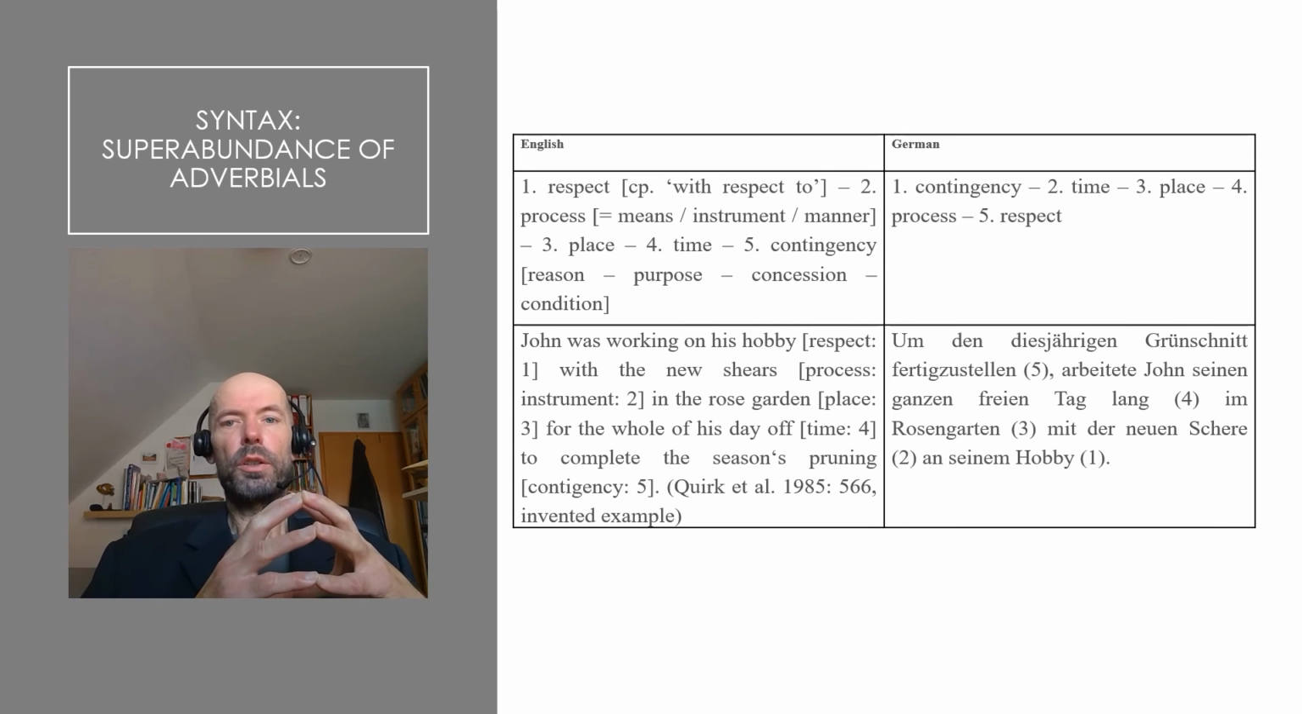John was working on his hobby with the new shears in the rose garden for the whole of his day off to complete the season's pruning. In German, this corresponds to: Den diesjährigen Grünschnitt fertigzustellen, arbeitete John seinen ganzen freien Tag lang im Rosengarten mit der neuen Schere an seinem Hobby. So what we see here is that English places obligatory complements before optional supplements, while the reverse order is seen in German.